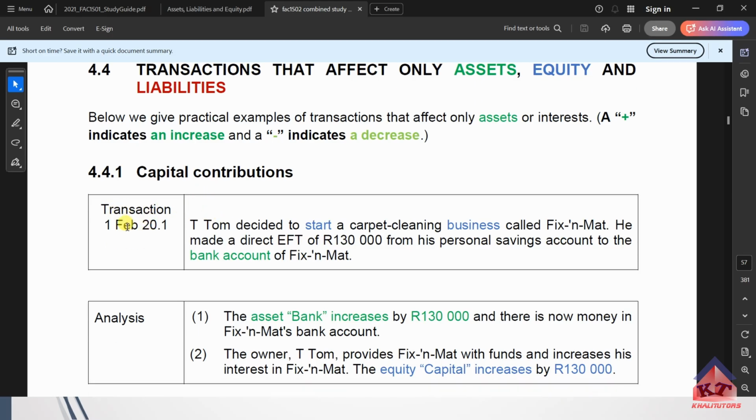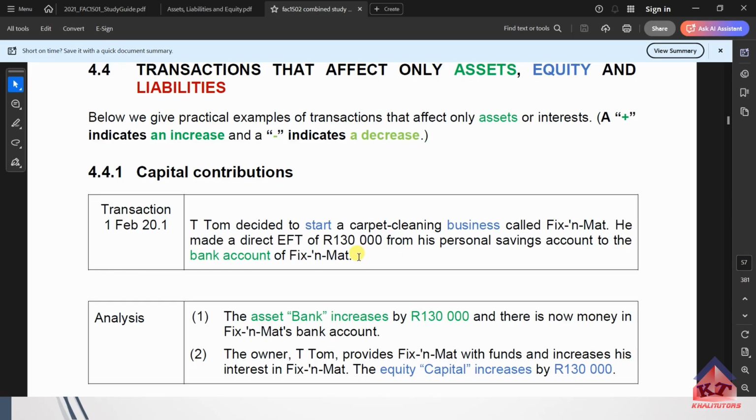They tell us that on 1 February 20.1, we are using 0.1 because we don't want to specify the year. Tom decided to start a carpet cleaning business called Fix and Mat. He made a direct EFT of 130,000 from his personal savings account to the bank account of Fix and Mat.